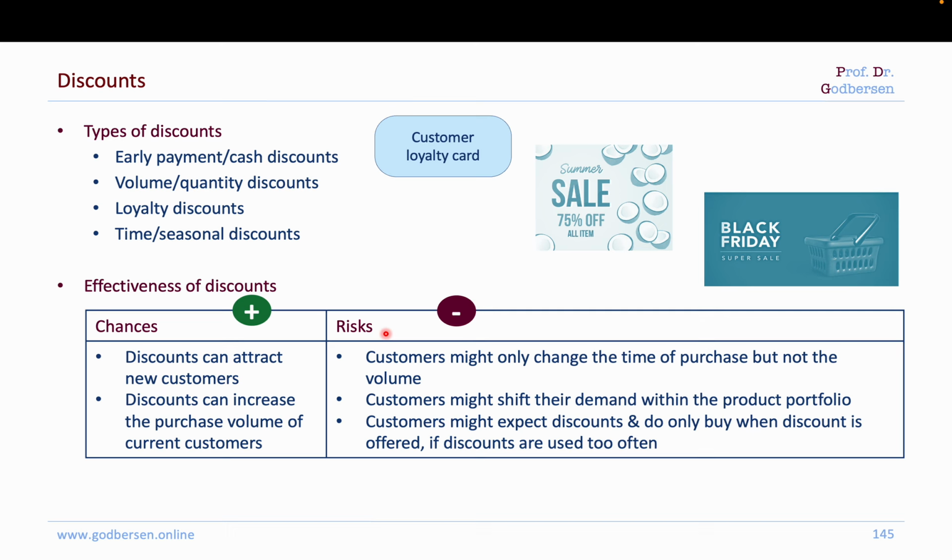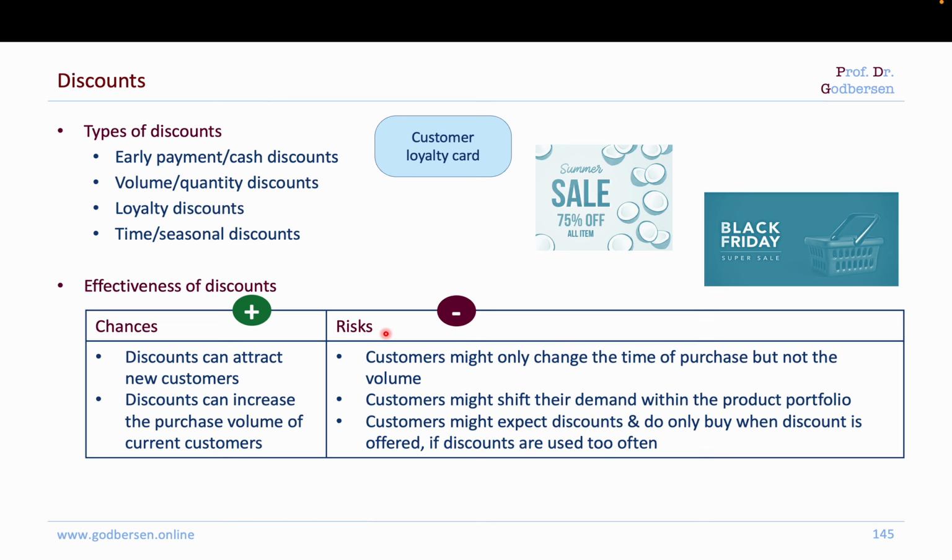Customers might only change the time when they buy. I would like to buy a new car. I would buy it next month. Now there's a discount on, so I just buy it now. I would have paid the full price, but because the discount is on, I buy it now. So what you've achieved with a discount is only changing the time of purchase.